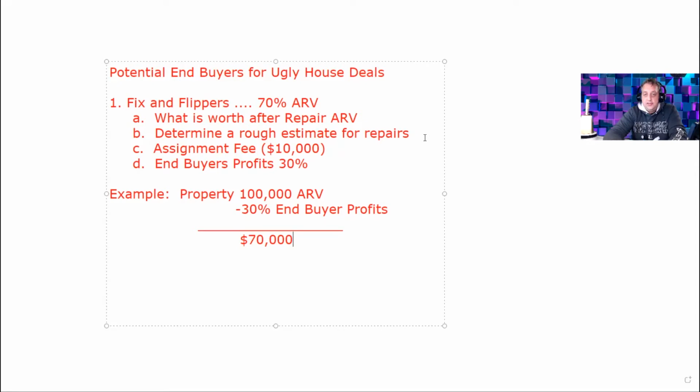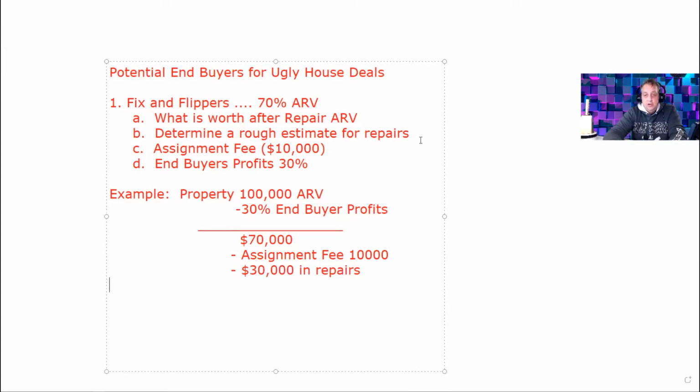Now we still have other things to deal with. So we're going to go ahead and subtract our assignment fee of $10,000. All right, and we're also going to subtract our rough estimate of repairs. So let's just say in this case it was $30,000 in repairs. Okay, now we're going to subtract all of those things together, and we're going to come up with a final answer. And this is what we call our maximum allowable offer.